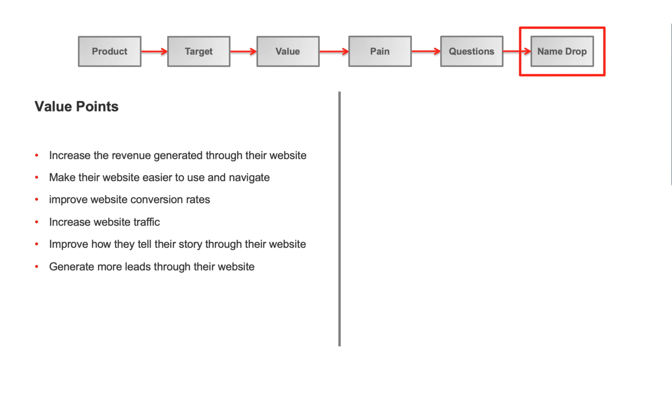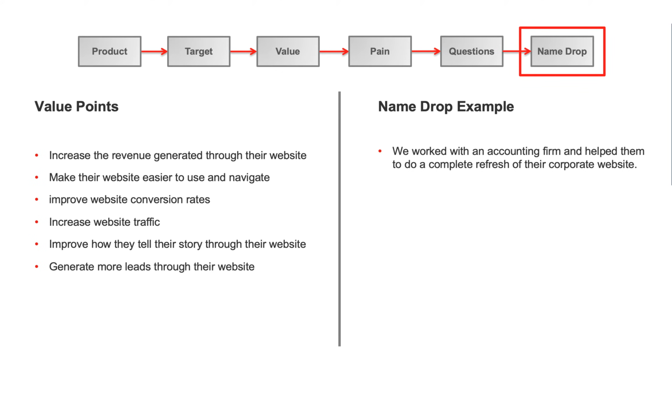So if you're creating a message for manufacturing, think of a manufacturing example. But anyways, here's a template that you could follow, and it's just 3 points. Basically, we worked with an accounting firm and we provided this service or product. This helped them to improve how they told the story of what they do and the services they provide through their website.